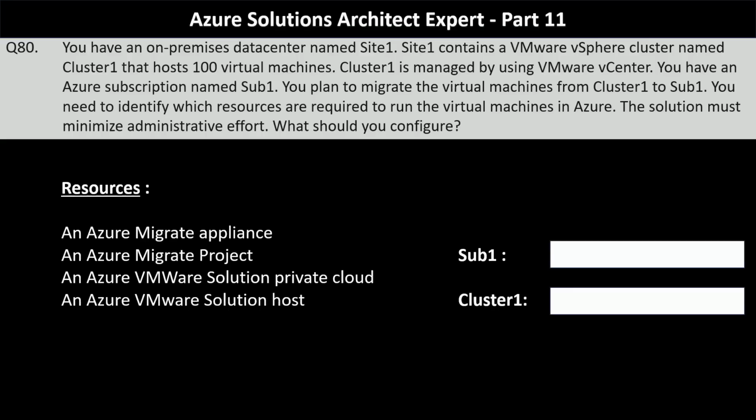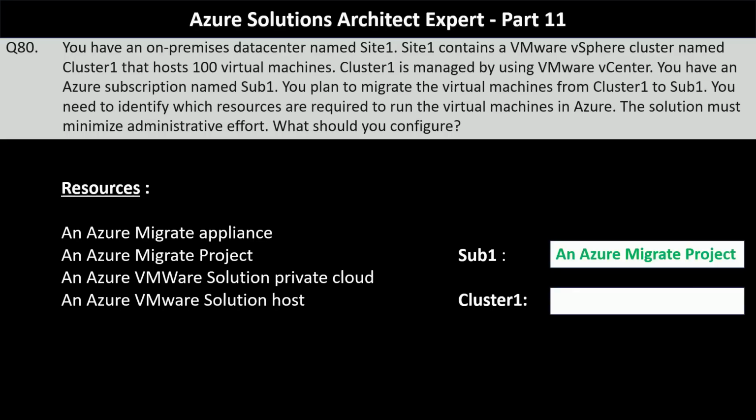Folks, you should deploy an Azure Migrate project in Sub 1. This is the project within Azure Migrate where the collected data and migration processes are managed. It helps you track the progress of the migration, assess compatibility, and prepare for moving workloads to Azure.